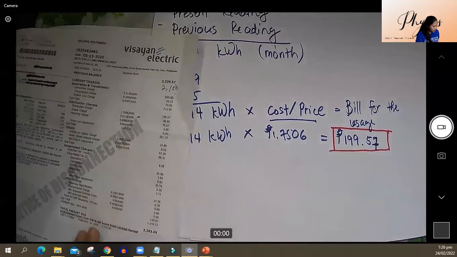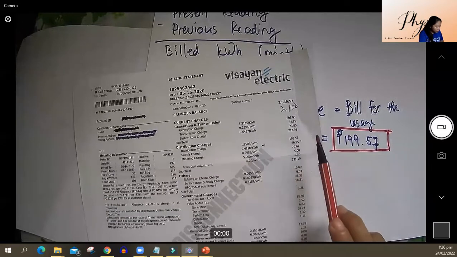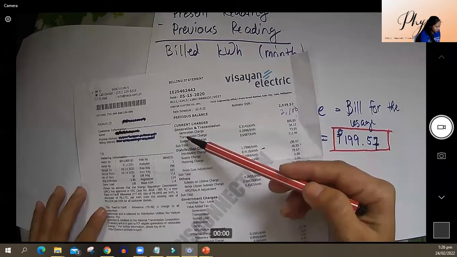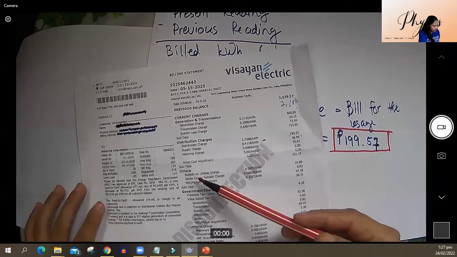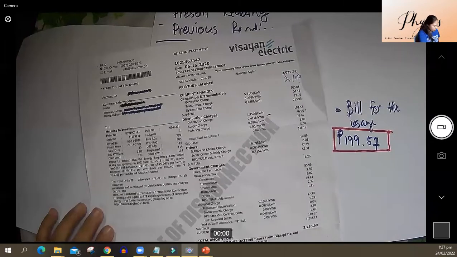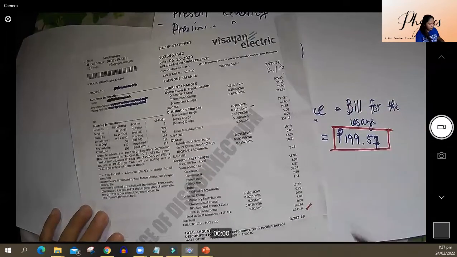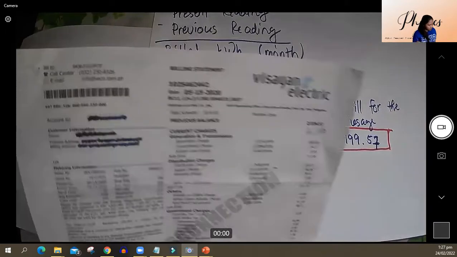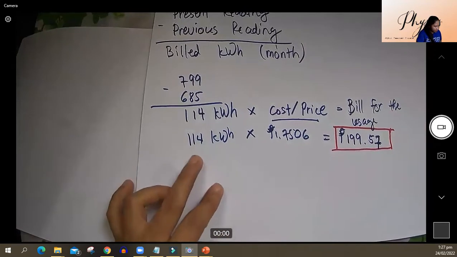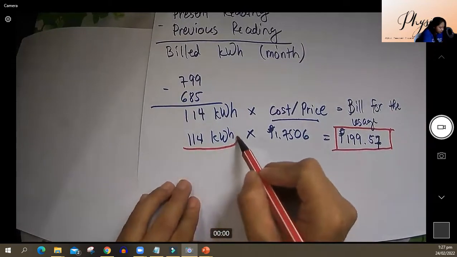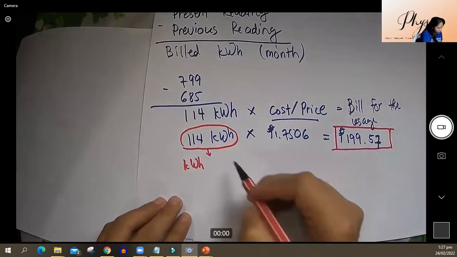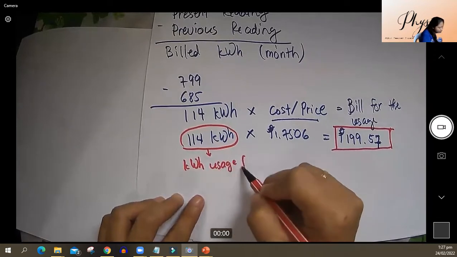But of course, you're not billed only for that. You'll be billed for the other charges such as generation, transmission, other charges, and government charges. So when you total that, you'll have this. Okay. Now let's go back to 114 kilowatt hour. We know that this one is our usage for the month. So this is our kilowatt hour usage for the month.